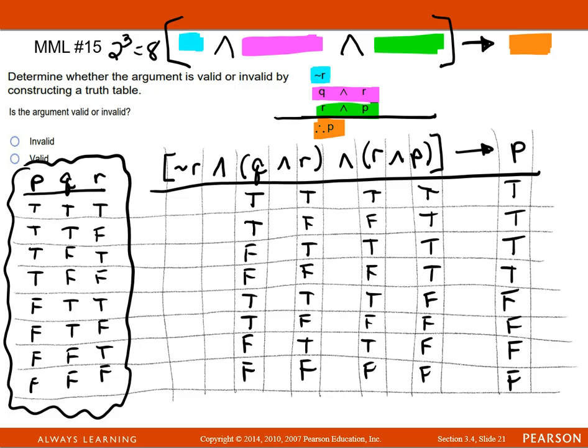So, calculation number 1 from left to right is the negation of R. And so all I have to do is come over here and look at R and negate it. So every T becomes an F and every F becomes a T. So this is false, true. False, true all the way down.